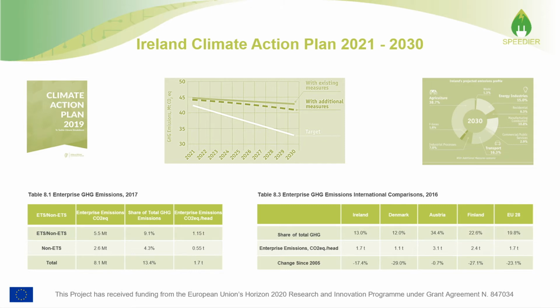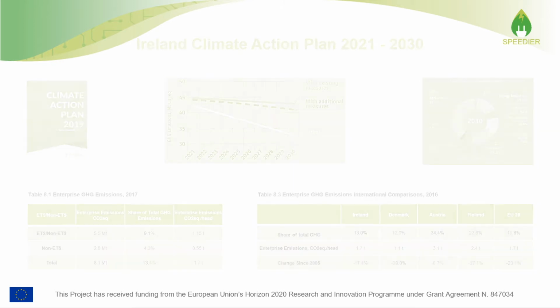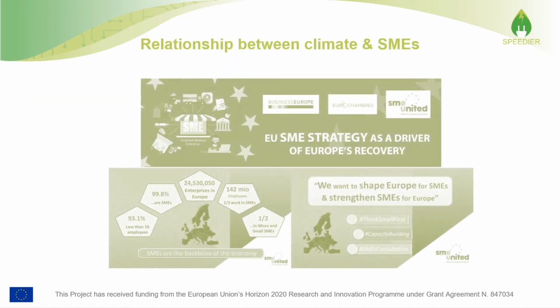Enterprises are stated to play a pivotal role in the 2030 targets. The manufacturing sector was pointed out as the highest emitter amongst these. There were approximately 250,000 enterprises in 2016, with SMEs accounting for 99.8% of it. The same can be said for the EU, with 99.8% of 24.5 million enterprises being in the category of SME.